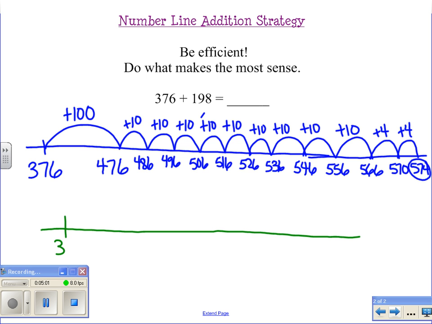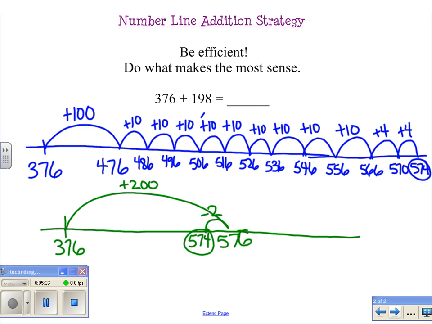Again, I'm going to start at 376. Instead of adding 198, I'm going to change that to 200. So I'm going to add a big jump of 200. You can split it up into two 100s if you prefer. 376 plus 200 is 576. And you're saying, that's not the answer? Why did you do that? Well, I know that's not the answer, but now I just need to subtract 2 from that. So I'm just going to do a minus 2, and I'm going to go back 2 to get to 574.